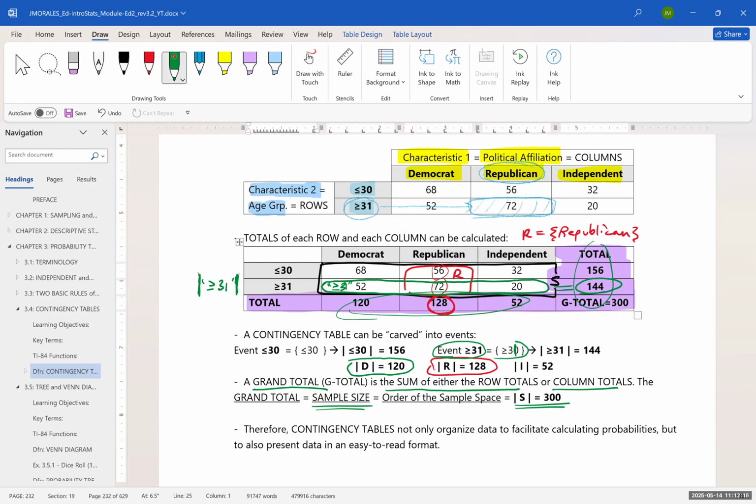Therefore, contingency tables not only organize data to facilitate calculating probabilities, but also present data in an easy to read format. Now that we have this basic definition of a contingency table, let's look next at an example of doing calculations of probability with these contingency tables. Let me know if you have any questions.